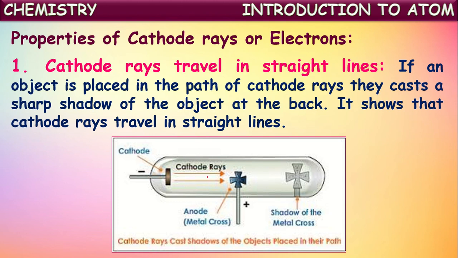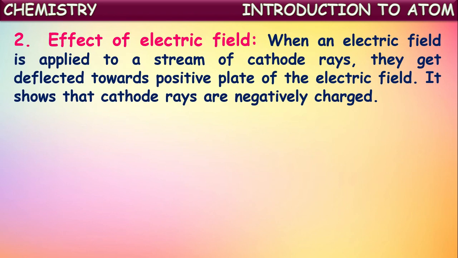In the path of these cathode rays, if any object is placed, the shadow of that object is created exactly behind it. So from this we can say these cathode rays are moving in straight lines. If the object is moved up and down, the shadow also moves along with the object. So from this it is concluded that cathode rays travel in straight lines, because they create sharp shadows of the object placed in their path. Right?